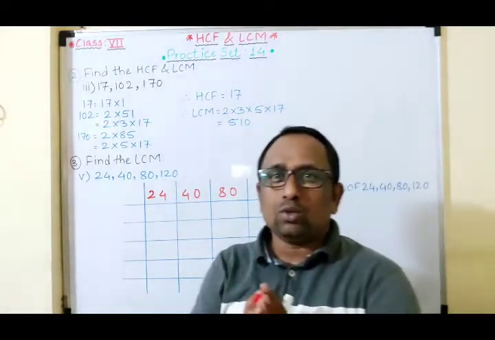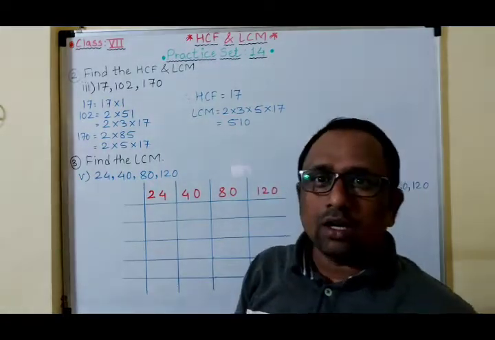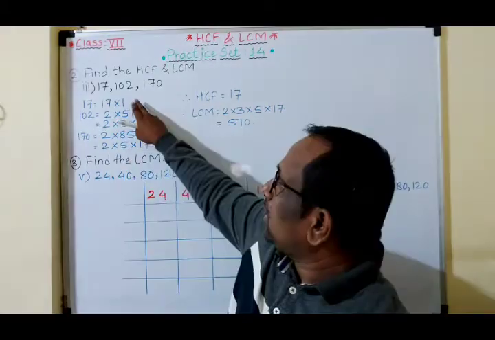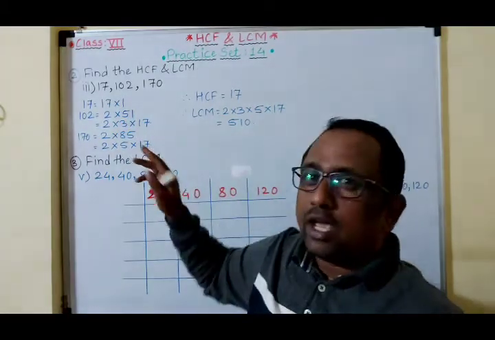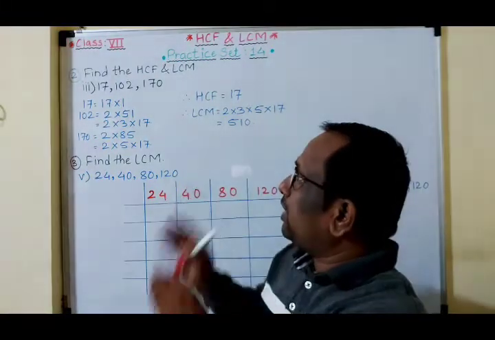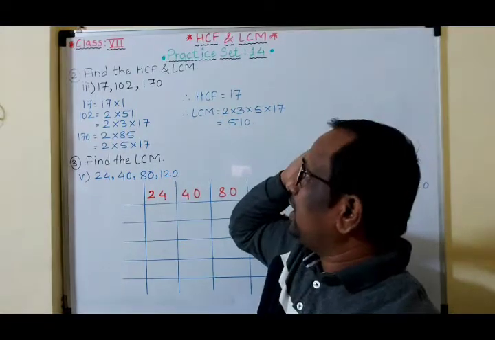Here students, I directly write the factors. You also try to write the factors directly. If not, then make the factors of 17, 102 and 170, and from that you have to find the HCF and LCM.